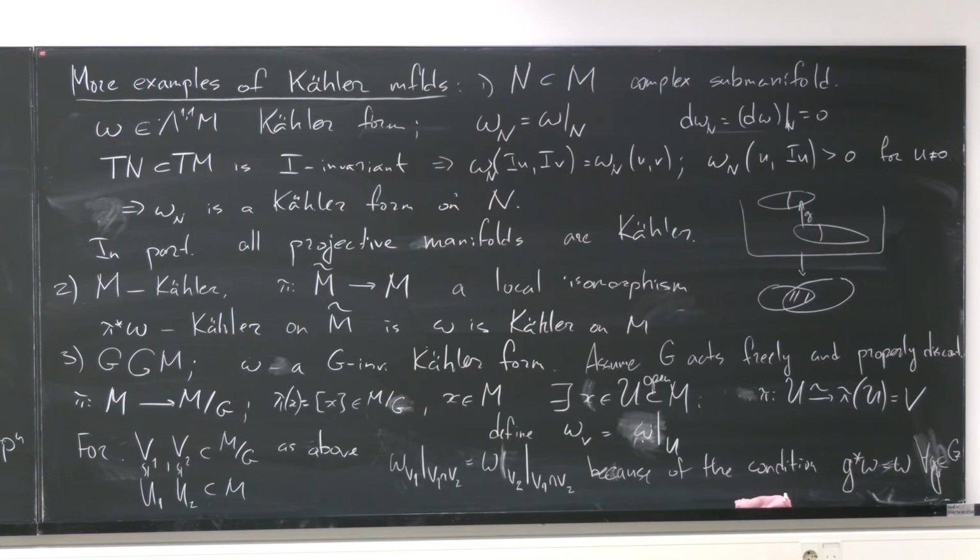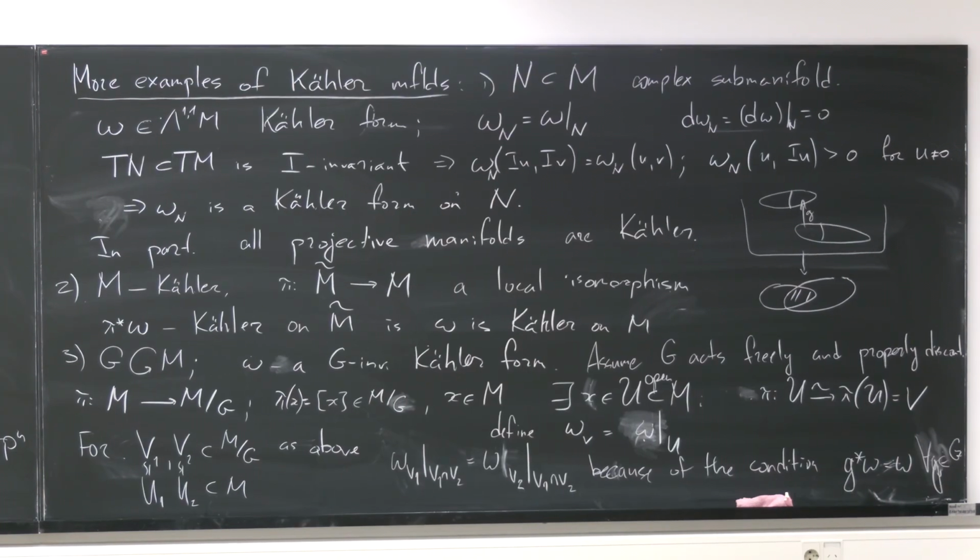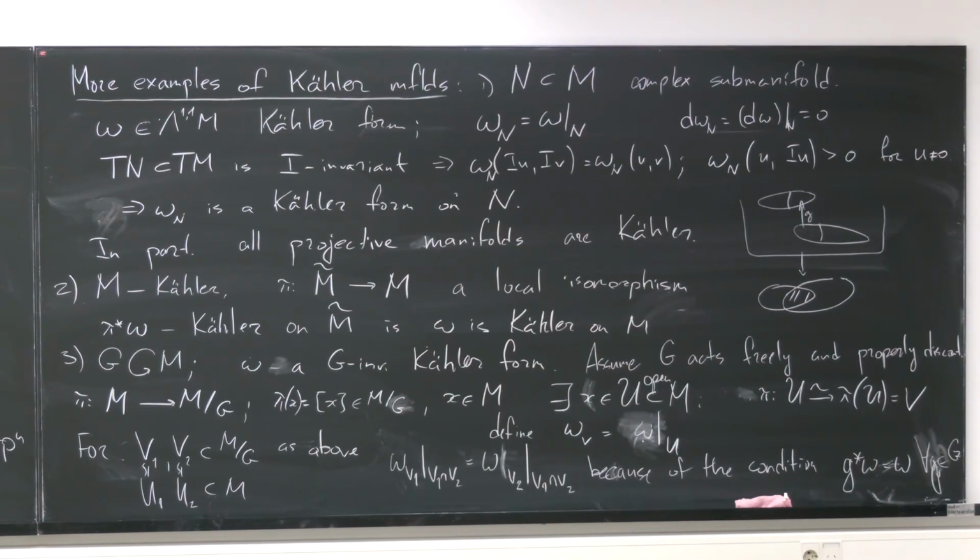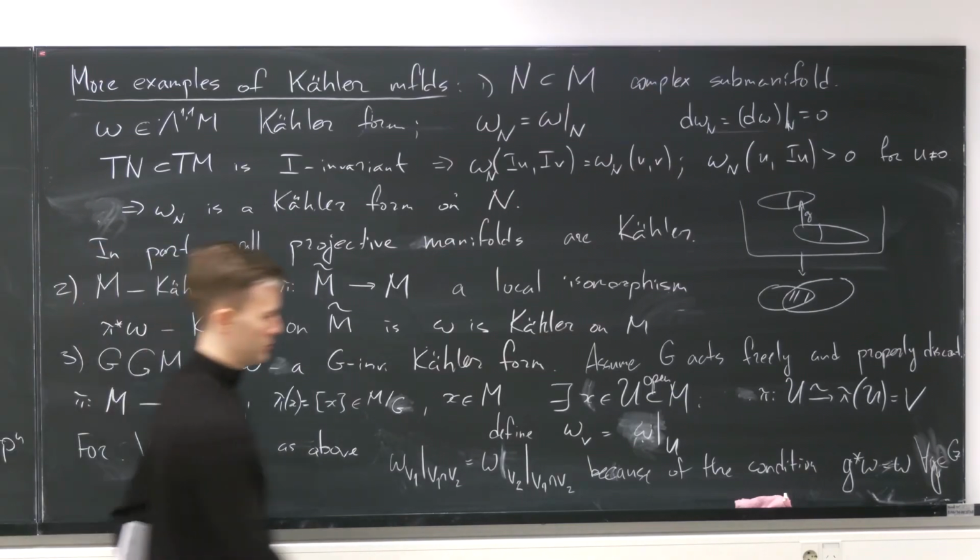Okay, so is it clear? I see. Okay, so then let's go on. Well, of course, the main example here is a complex torus.